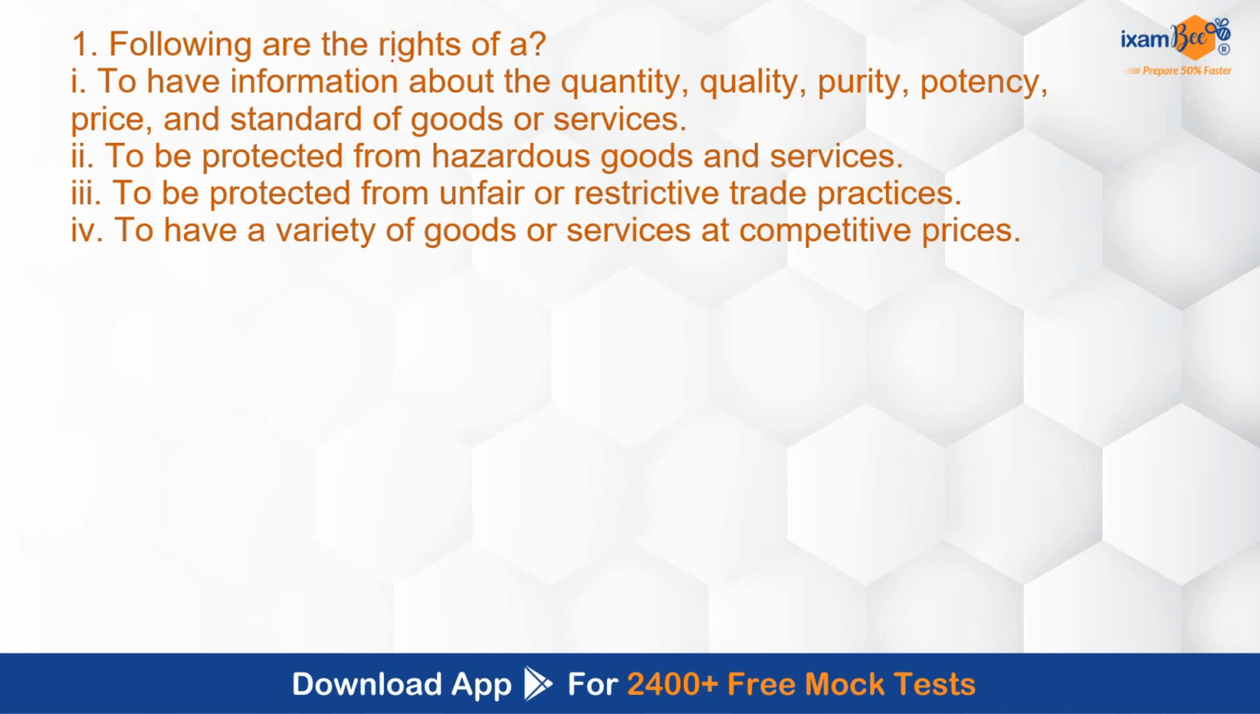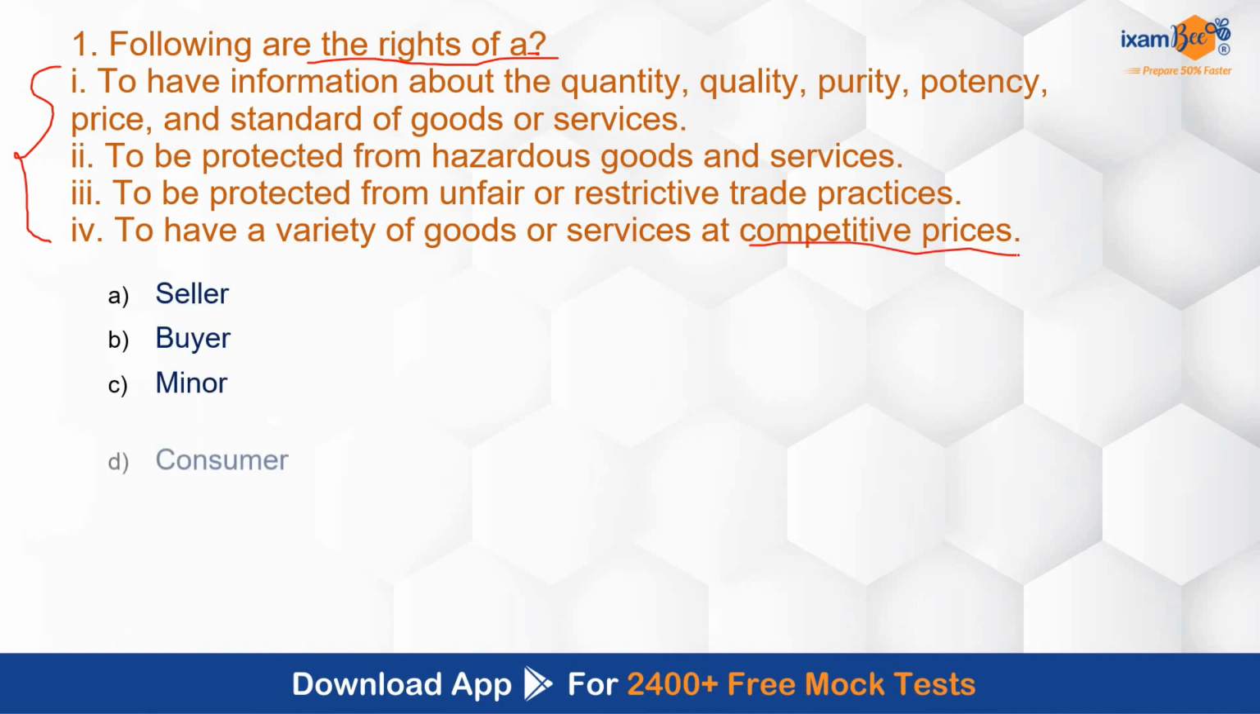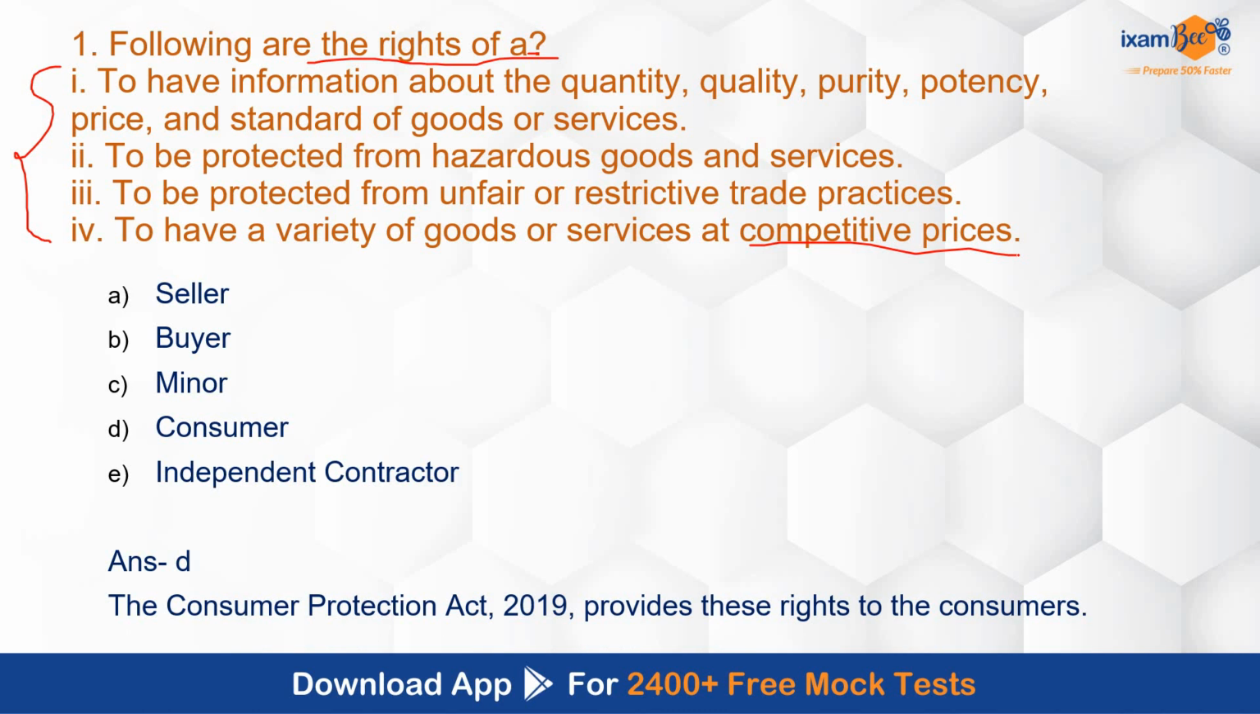Question number 1. Following are the rights of a dash. So certain rights are given to have information about the quantity, quality, purity, potency, price and standard of goods or services, to be protected from hazardous goods or services, to be protected from unfair or restrictive trade practices, to have a variety of goods or services at competitive prices. These are the rights of seller, buyer, minor, consumer, independent contractor. The correct answer here is D, consumer. These are the rights of consumer and are mentioned under Consumer Protection Act.